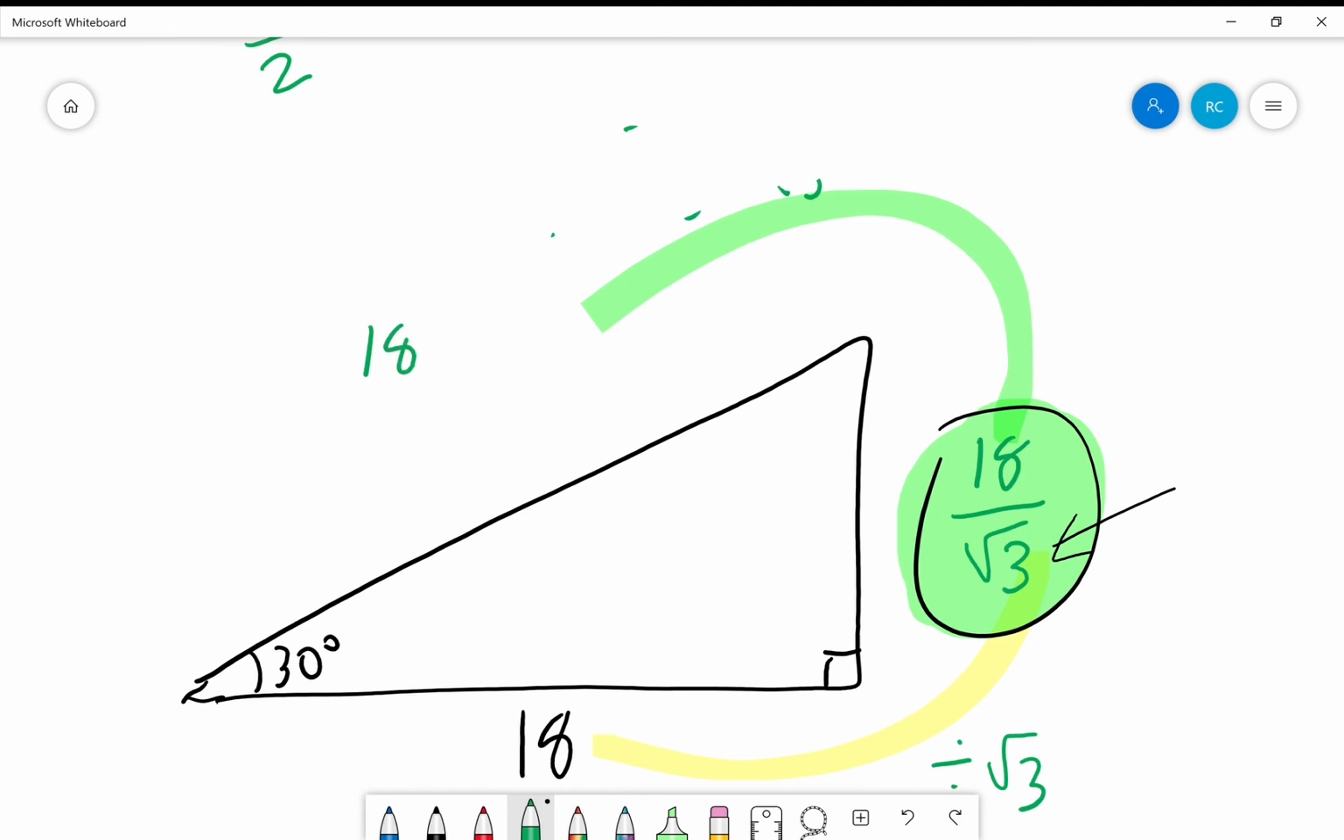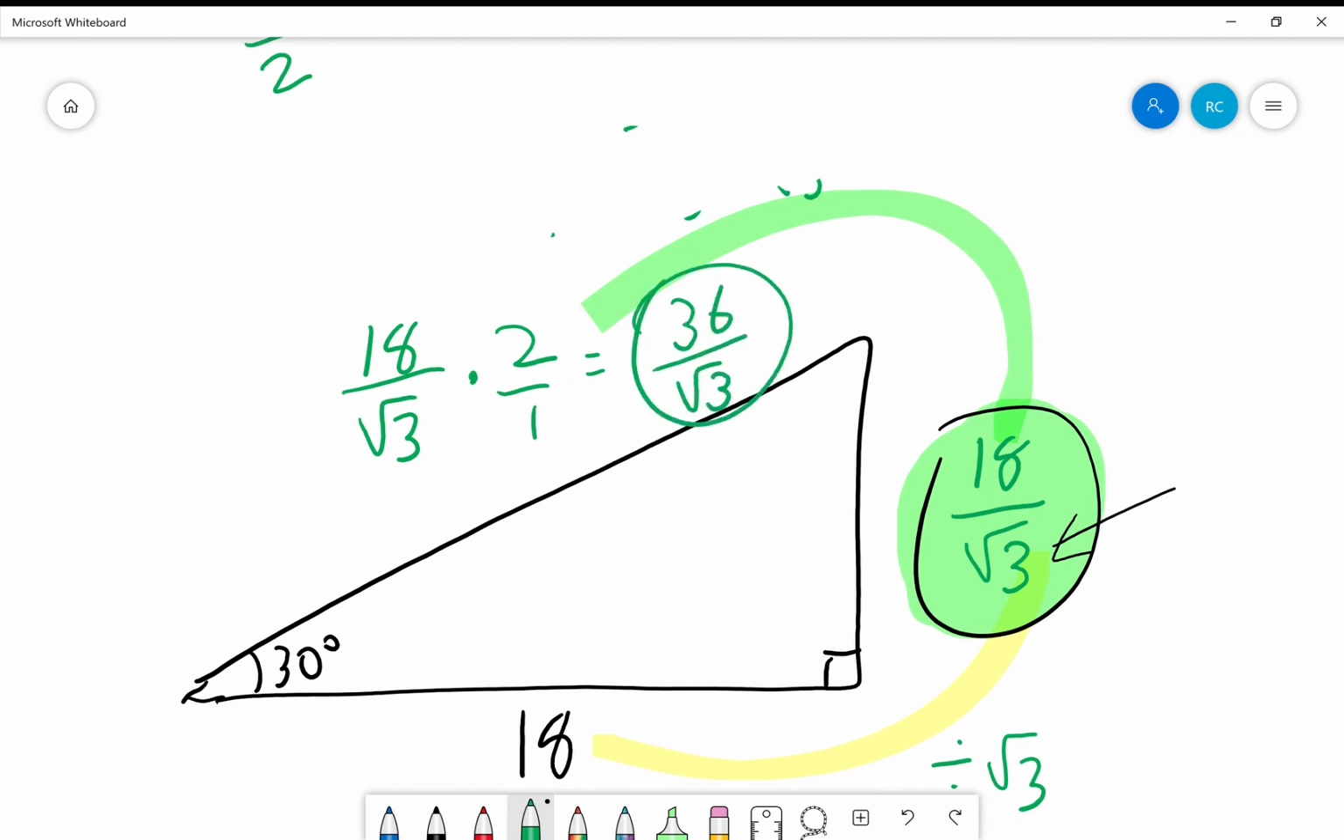You're going to take 18 over root 3, and you're going to multiply it by 2, but remember that 2, the number 2, is actually a fraction, right? All whole numbers are fractions. It's just 2 over 1. So the answer is 36 divided by the square root of 3.